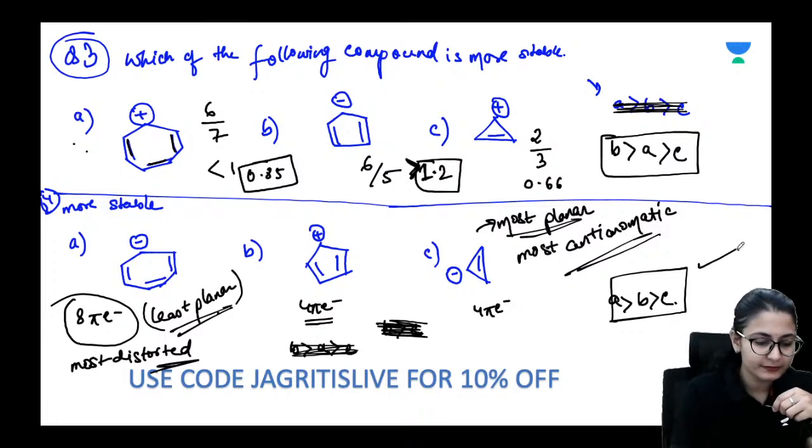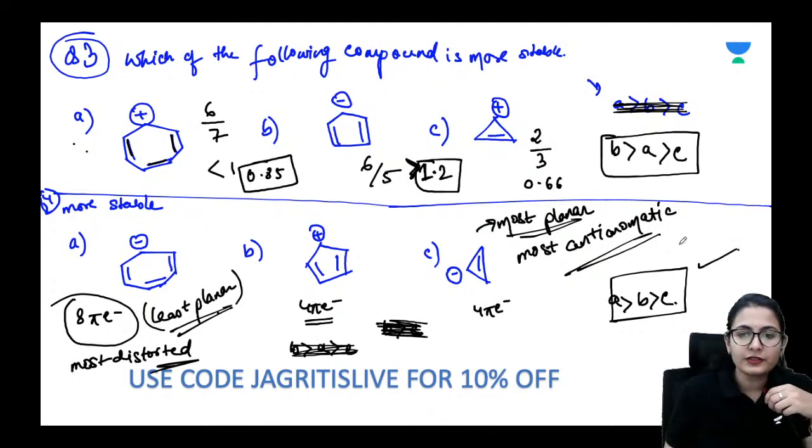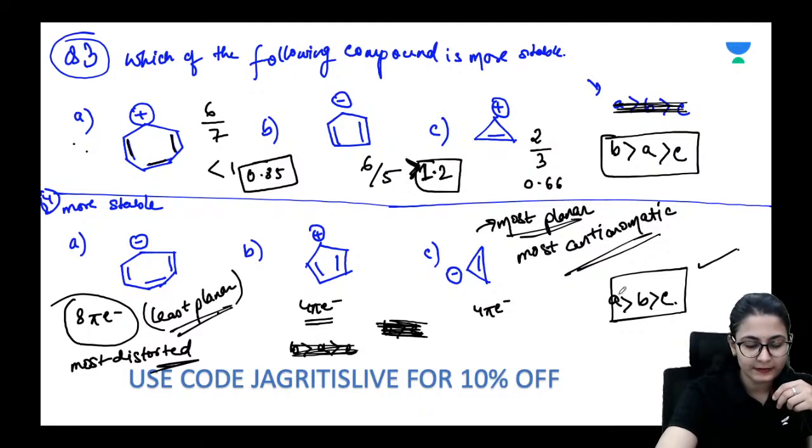Okay, let's go. Based on planarity, you can consider it that way. Then it will not matter how many pi electrons you have. Alright, so we move onwards and we discuss more questions.